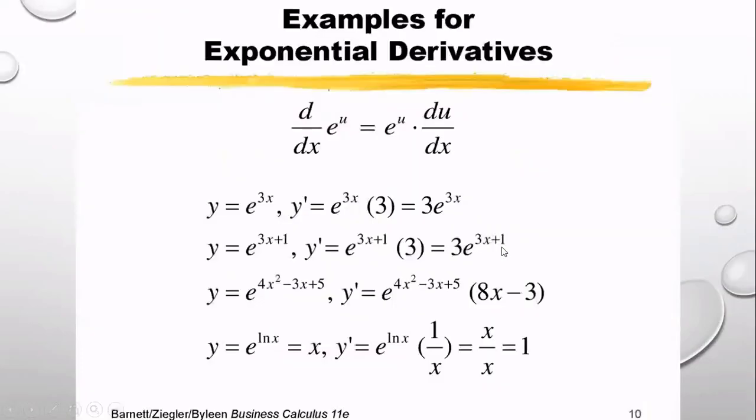So you see 3x: e to the power 3x into 3, so the answer is 3 into e to the power 3x. Here also you get 3 again, 3 into e to the power 3x. Here you see 8x minus 3 is there. Chain rule.